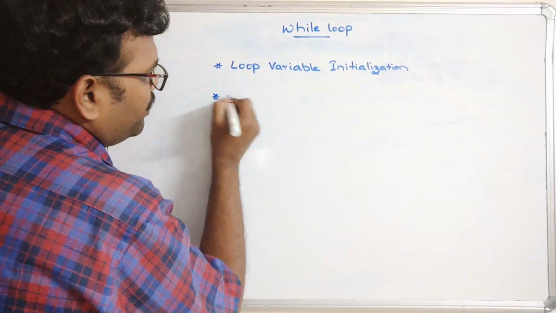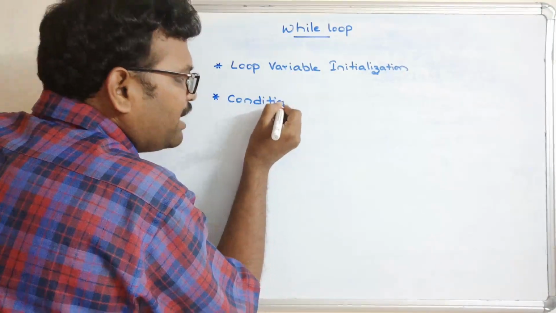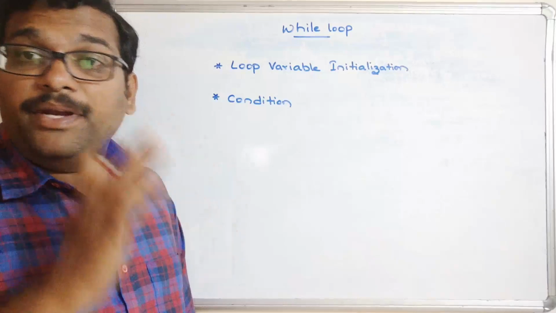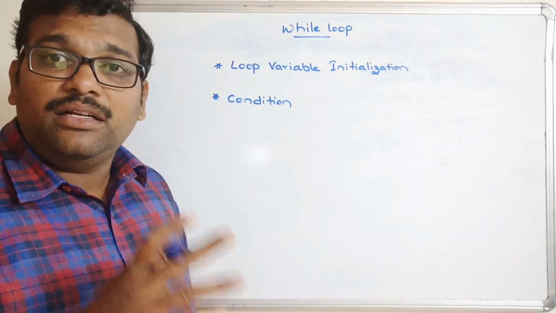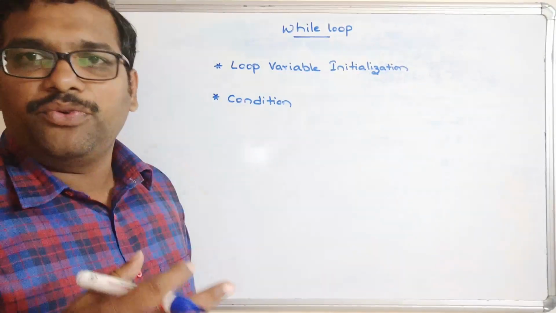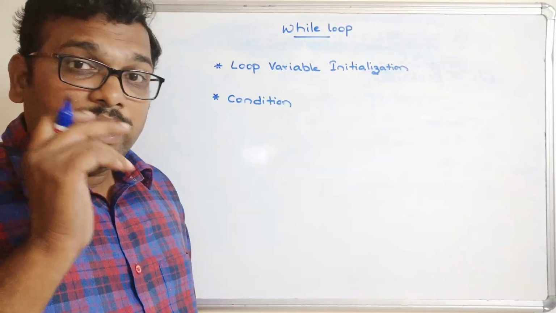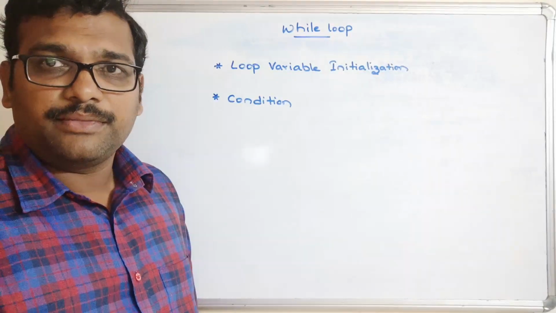And then we need to focus on the condition. We should write the condition very carefully, because this condition is mainly used to terminate the loop, to stop the iterations. If the condition is not written properly, the instructions will keep on executing. That means it may lead to an infinite loop. The instructions will be executed until this condition becomes false.